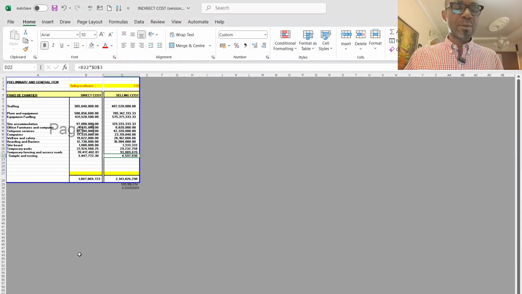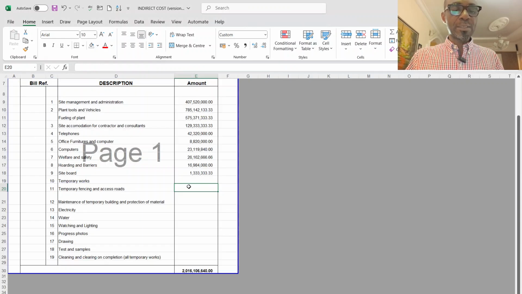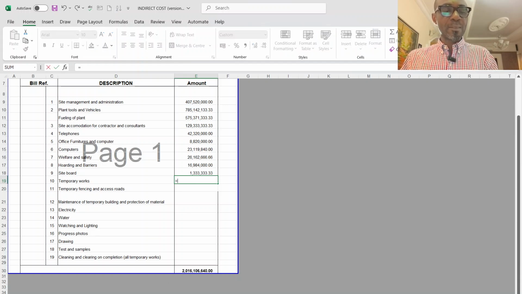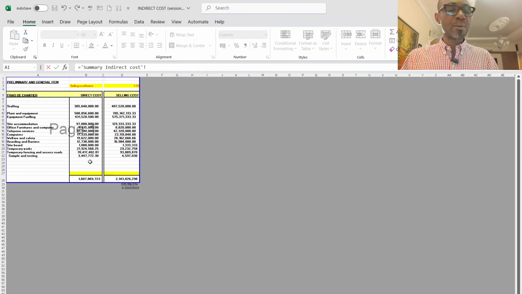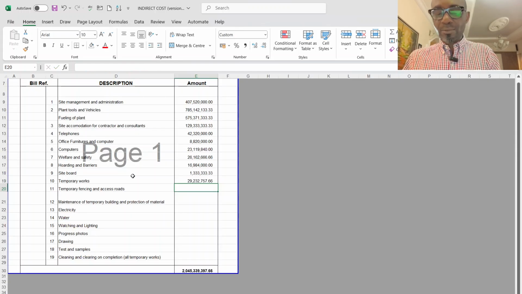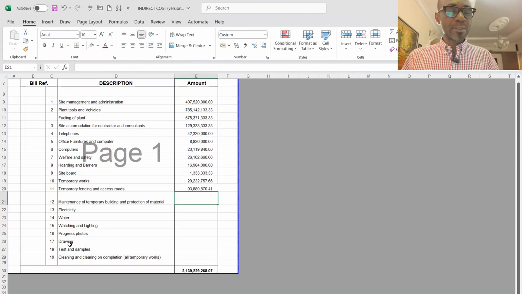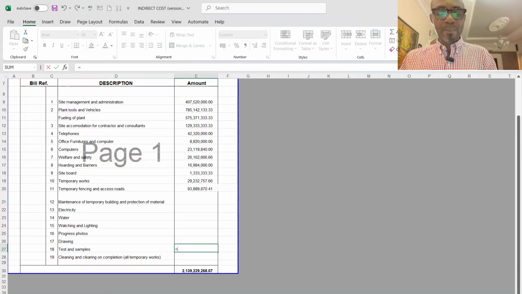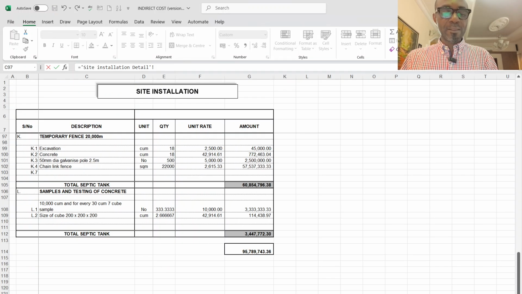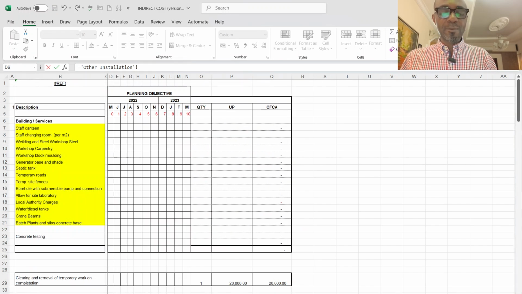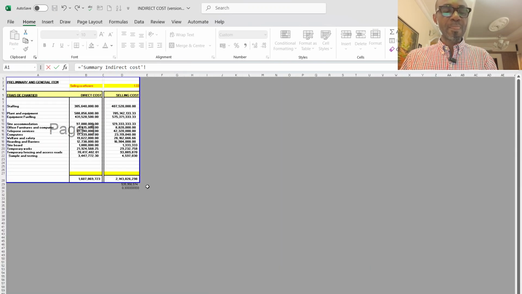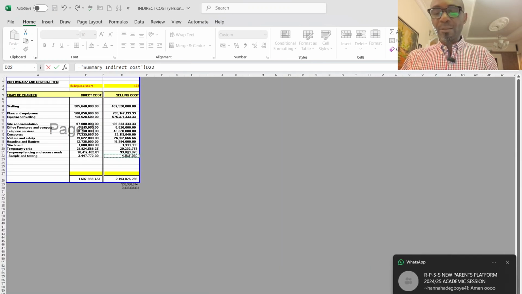Now I link to my sheets the selling cost, temporary works, then access road and fencing. I link to this, then sample and testing. I link to this.